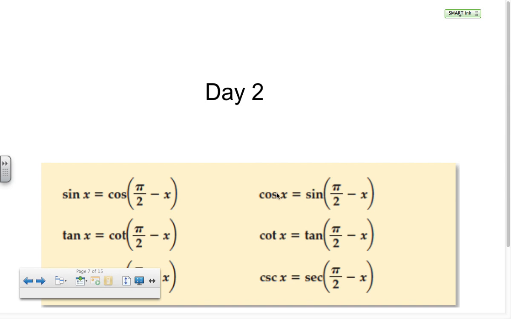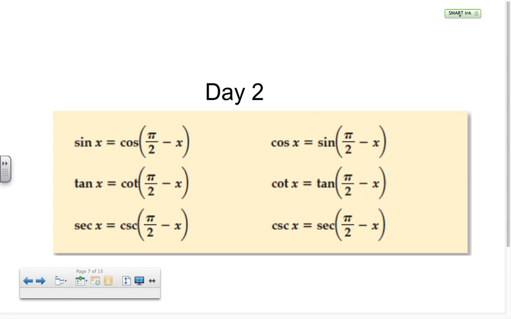Okay, so this one, you have some new rules up here, and honestly, you're not going to use these rules very often, just so that you know. If you see problems that have a pi over 2 in them, you can look back at these rules and see if maybe they'll help you. Honestly, in all the examples today, I don't use them at all, but they're part of this section. So just be aware that they're there, okay?